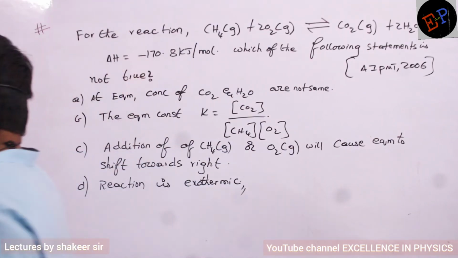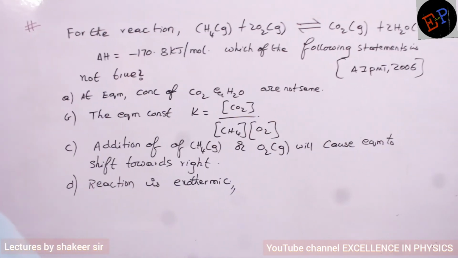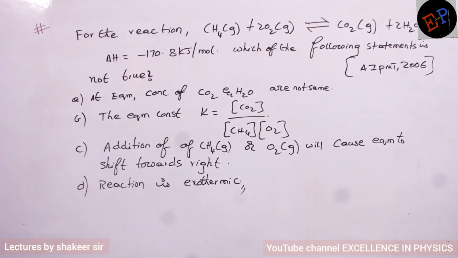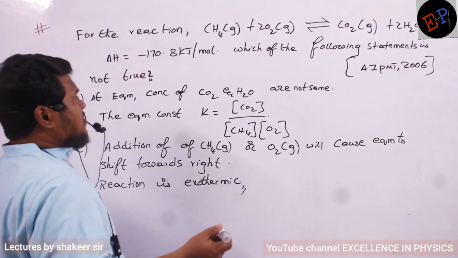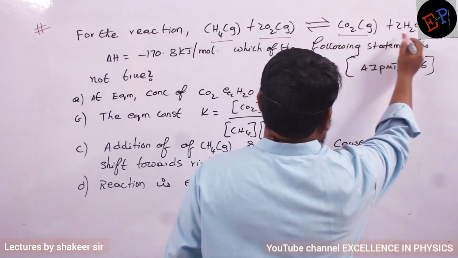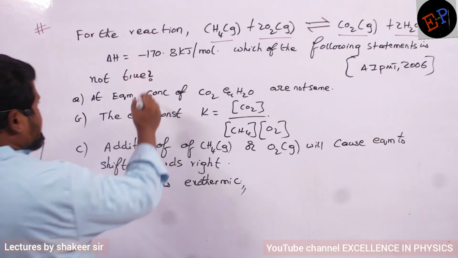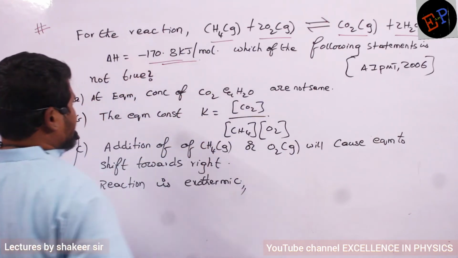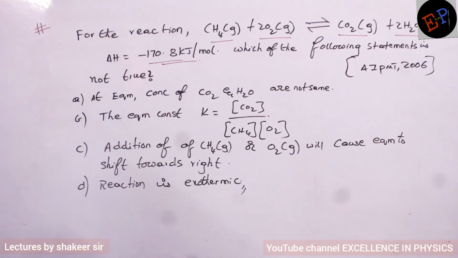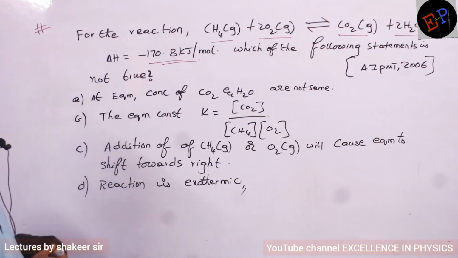Okay, ma? So let us see this question. See, ma. This is the reaction which is happening. CH4 + 2O2 gives CO2 and water. Clear, no? And delta H is minus 170.8 kilojoules per mole. So which of the following statements is not correct? Wrong statement we are supposed to choose.